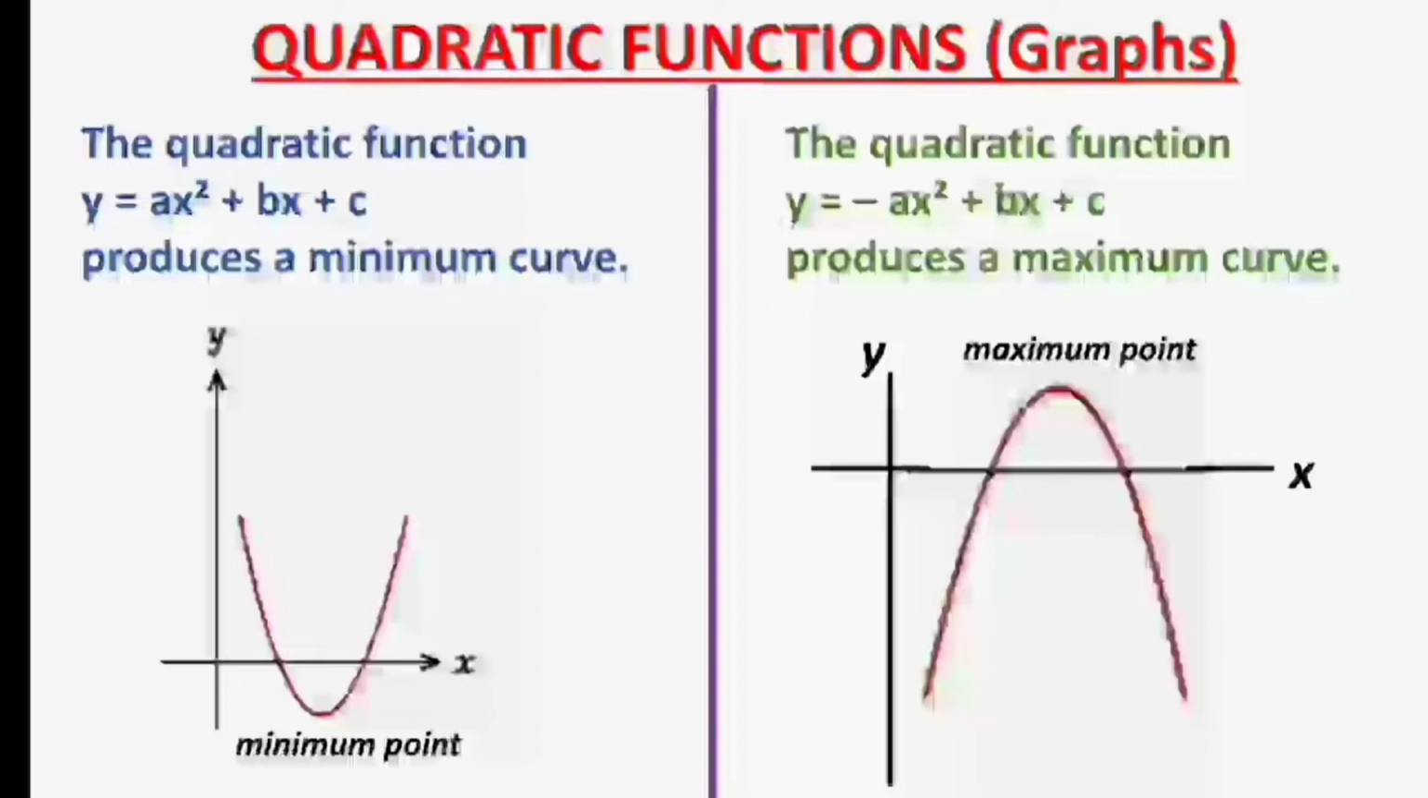Also from the information on the right hand side, the quadratic function y equal to minus ax squared plus bx plus c produces a maximum curve. From the graph on the right hand side, we have a maximum curve having an N shape or a cap shape with a maximum point. That means that a quadratic function can either produce a minimum curve or a maximum curve. Please take note of this information.